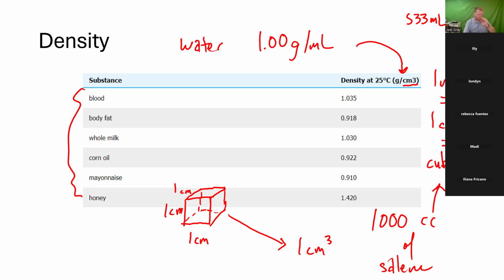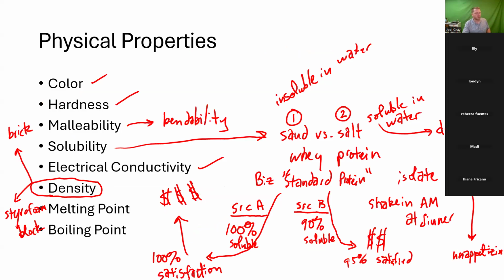Now, we're going to get more into density a little bit later, but what I want you to take away from this is physical properties. These are all great physical properties. The color of something, hardness, malleability, solubility, electrical conductivity, density, melting point, and boiling point. I'm guessing that you know the melting point of water in degrees Fahrenheit. If you do, add it to the chat.